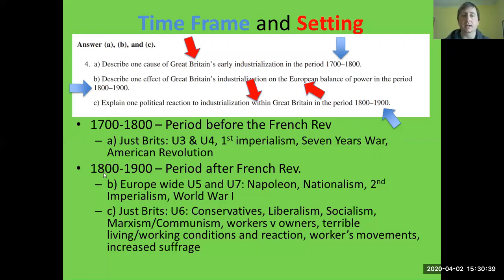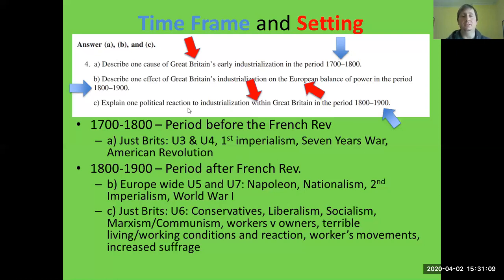Let's see, 1800s. So question B and C. In the 1800s, the first question talks about the European balance of power. So in the 1800s, for B, this is where you're looking at unit 5, unit 7. Just after the French Revolution, talking about things like Napoleon, nationalism, the second imperialism, that would be like the scramble for Africa, the move on India and China, and the lead up to World War I.